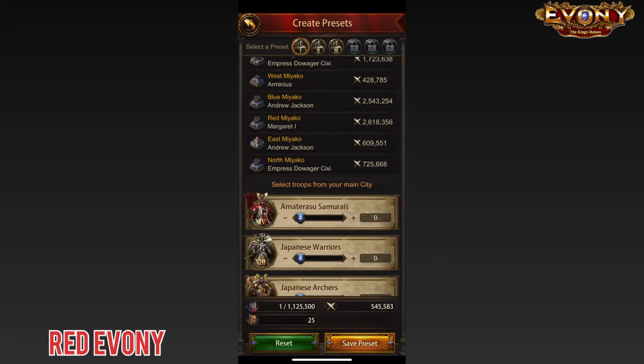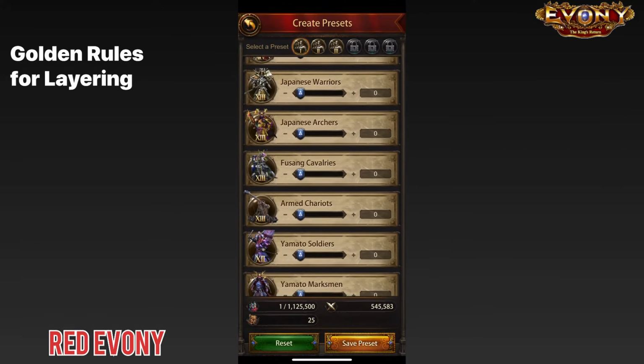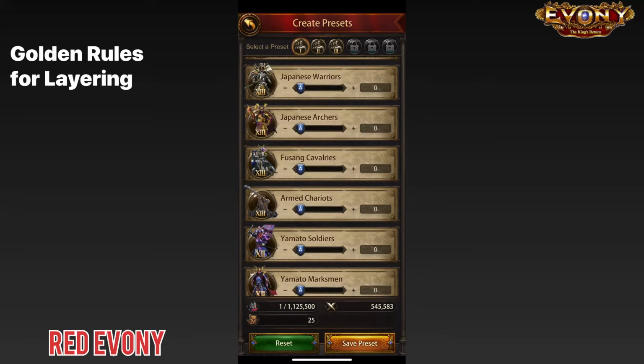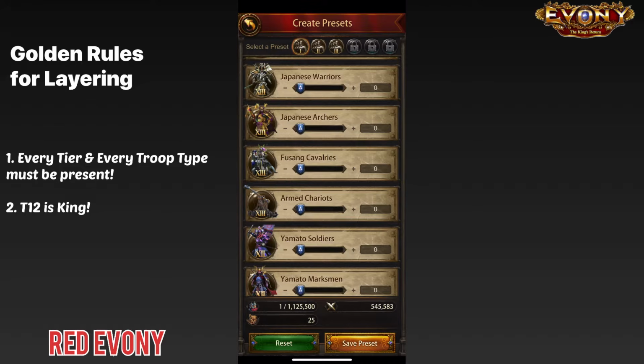There are two golden rules that you need to remember when it comes to layering. The first one is every tier and every troop type that you have must appear in your layers. It doesn't matter the amount, they just have to be there. The second thing is that T12 is king. Just remember that. We'll touch on it a bit later.